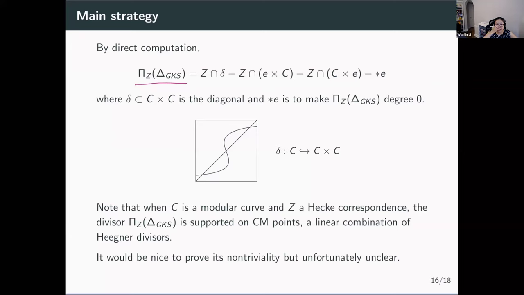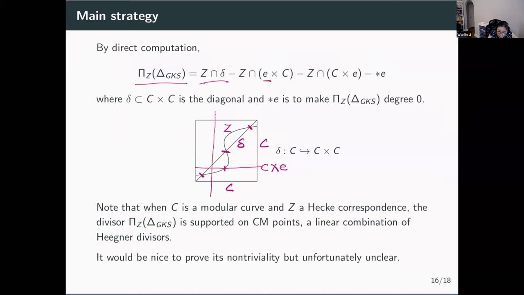You can actually put it into a zero cycle in C cross C, on the surface. And if you directly compute it, what you get is, this is my C cross C, and this is my delta, my diagonal in C cross C, and this is a graph of my correspondence Z. It turns out that the Chow-Heegner divisor is just given by three parts. One part is the intersection between Z and the diagonal inside C cross C. And then you subtract some horizontal intersection, this is C cross E intersecting your Z, and some vertical intersection, okay?